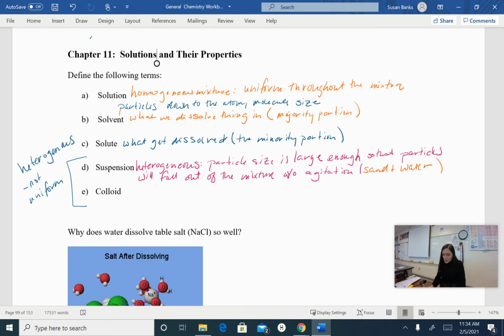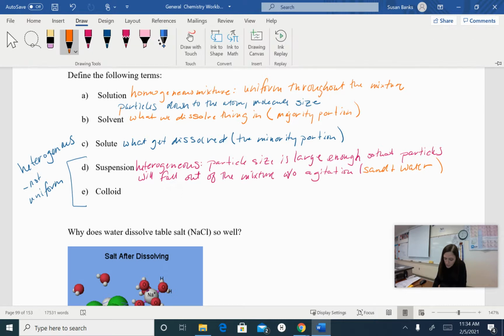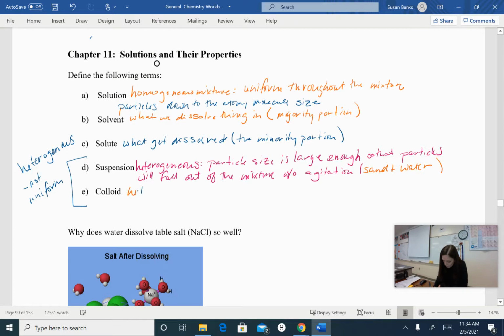Okay? Colloid, though, is definitely heterogeneous still. I love how the ink color changes as I'm writing. So heterogeneous, but the particle size is medium size. So we're not so large that we'll fall out of the mixture if I don't stir, but we're not so small to be down to the atom or the molecule size. So the particle size is medium, like in the middle.